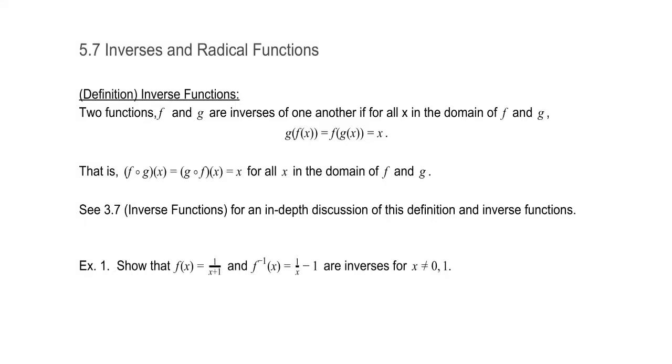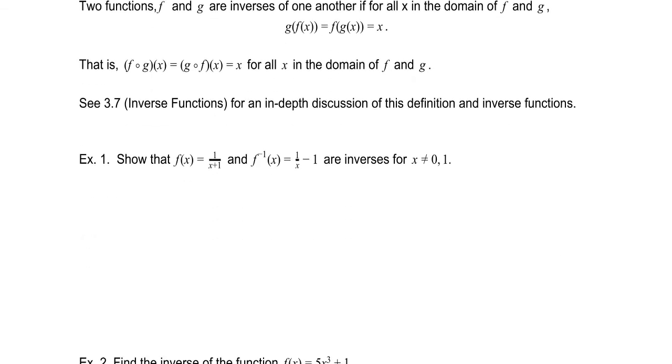5.7, Inverses and Radical Functions. Now we discussed inverse functions back in section 3.7, but here's the definition just as a refresher. And if you want to see an in-depth discussion of this definition and some inverse functions, go back to that section. Two functions f and g are inverses of one another if for all x in the domain of f and g, g of f of x equals f of g of x equals x. So if they undo each other and we come back to the identity function, then that shows they're inverses.